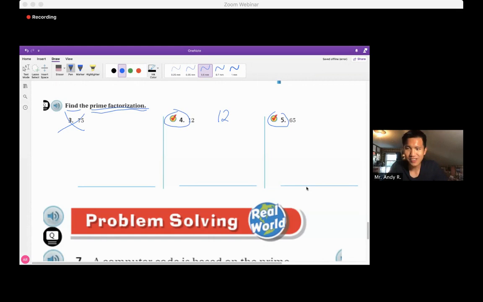All right, so 12 can be broken down to what? Give me 2 numbers. Yep, 4 and 3. Okay, and then is 4 a prime number? Nope. And so we break it down more. 2 times 2 makes 4. Is 2 a prime number? It is. So 2, 2, and then 3. 3 is a prime number too. So we got it. 2 times 2 times 3. That gives you 12.